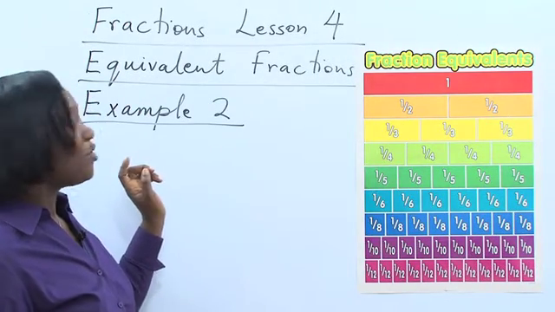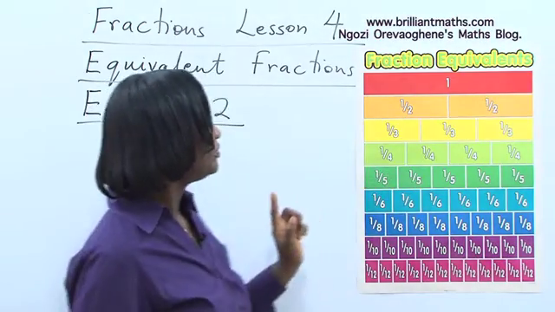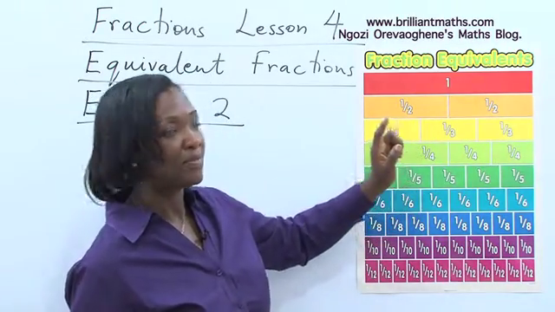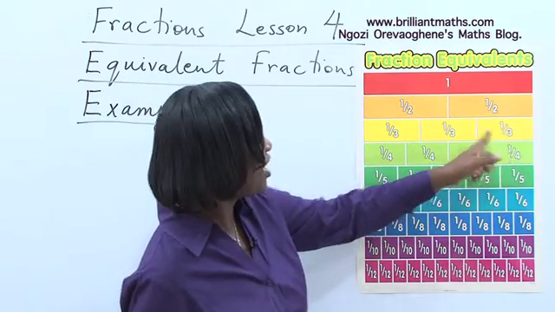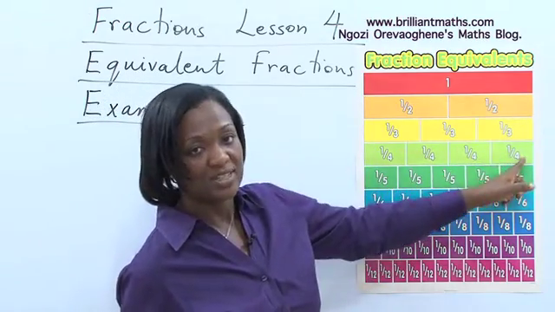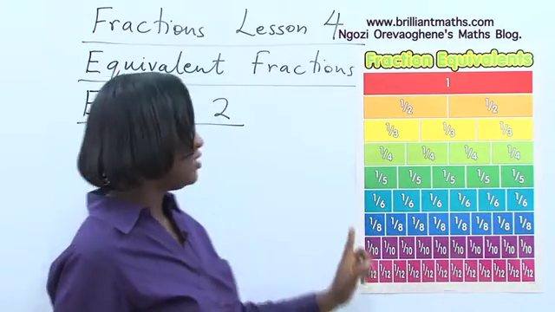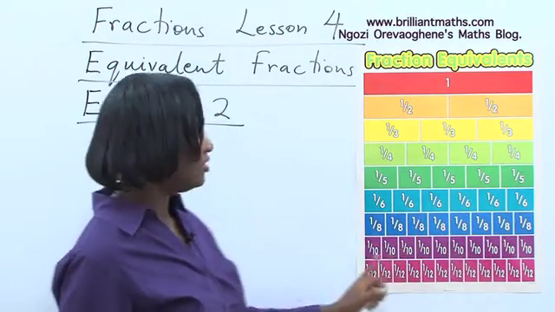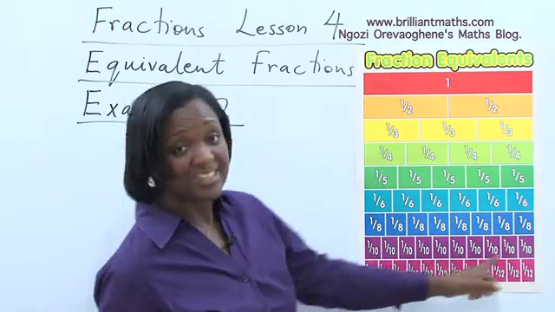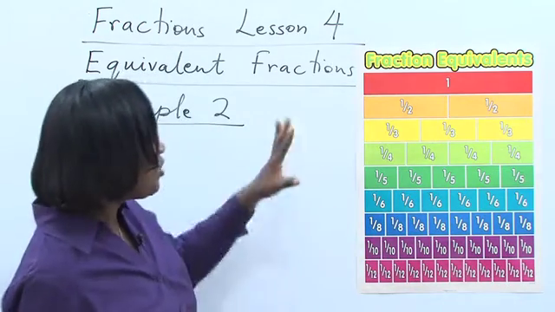For example, we're going to use a fraction wall. We can see one whole, and here is another whole, but this time there are 2 halves. For the third whole, there are 3/3. And next to it, we have 4/4. So 4/4 make a whole. 5/5 make a whole. 6/6 make a whole. 8/8 make a whole. 10/10 make a whole. And 12/12 make a whole. But let's see which of these are equivalent.